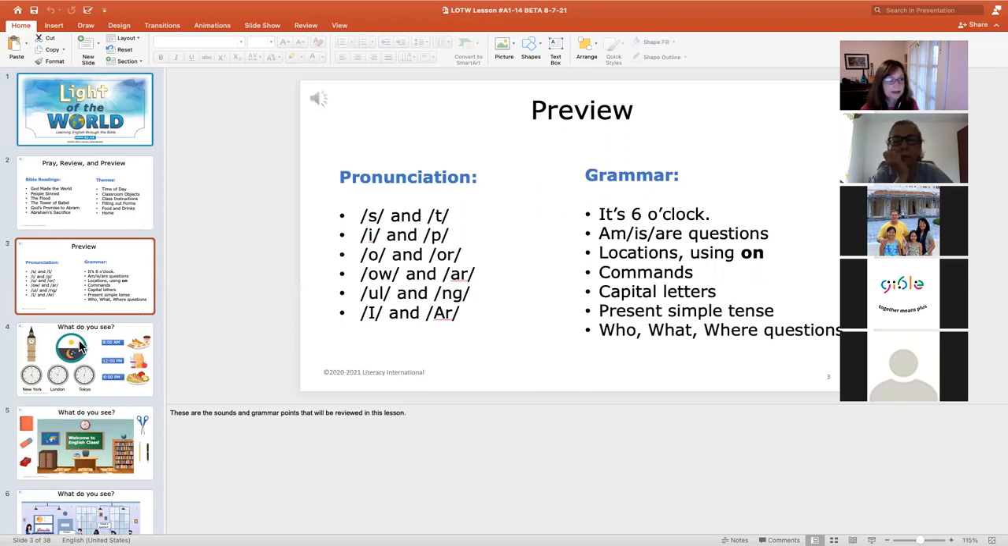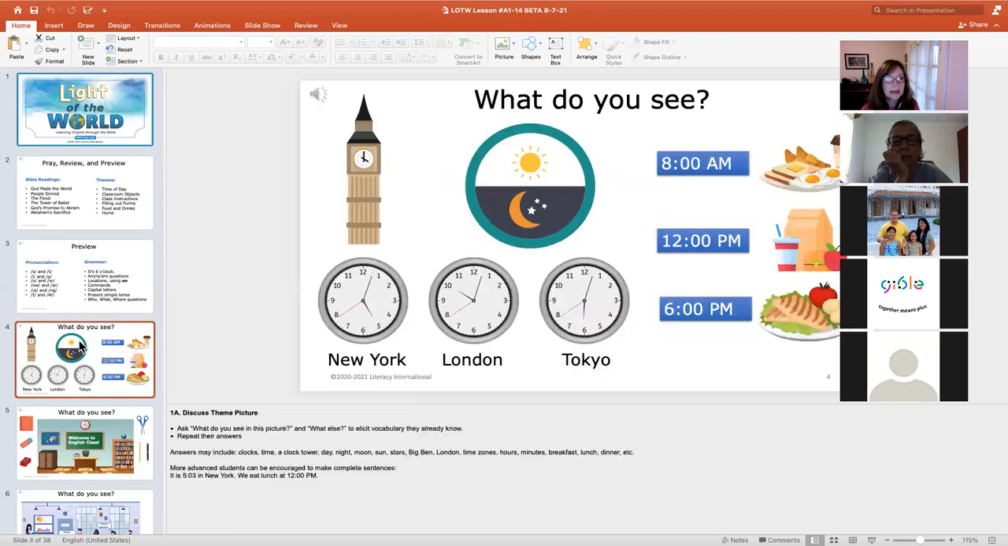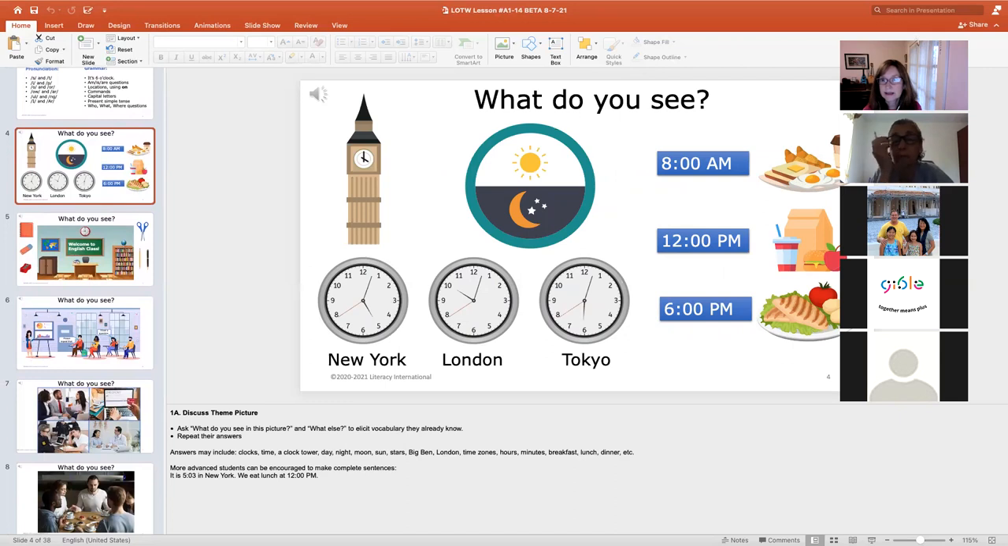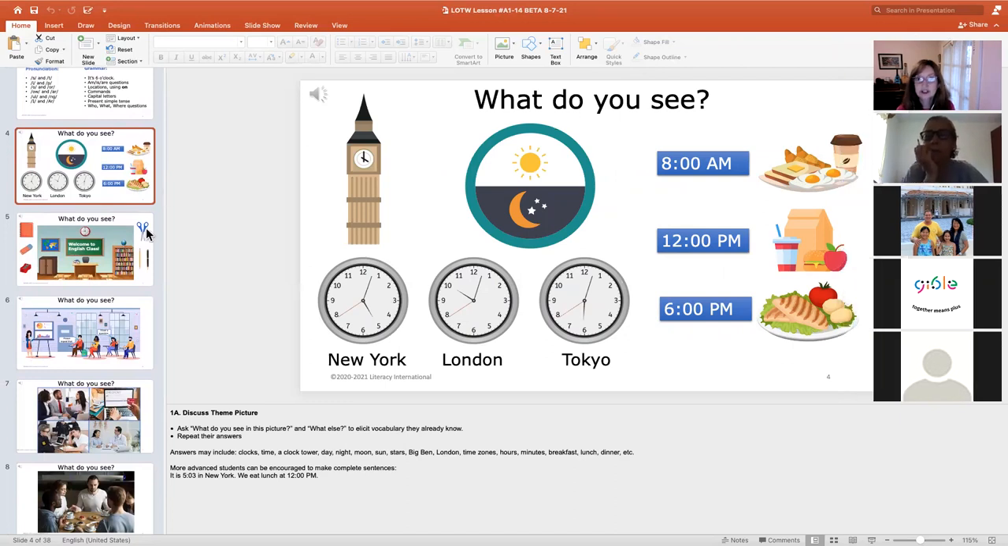And then we go through all of the theme pictures in class. And these should be familiar. So students have seen all of these pictures in previous lessons. And we just ask, what do you see? And see if they can name all of the things in the picture.